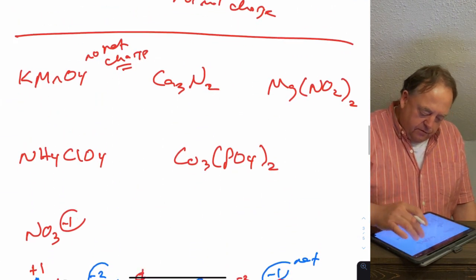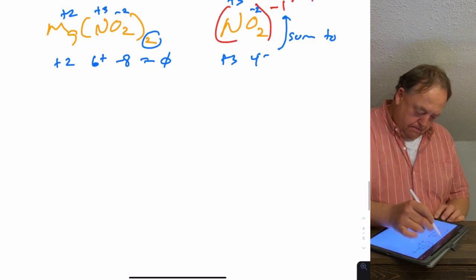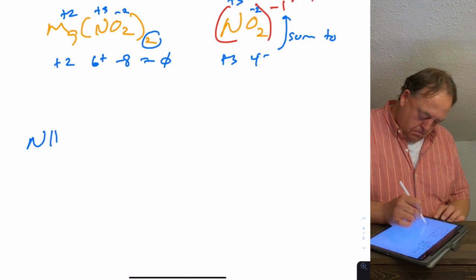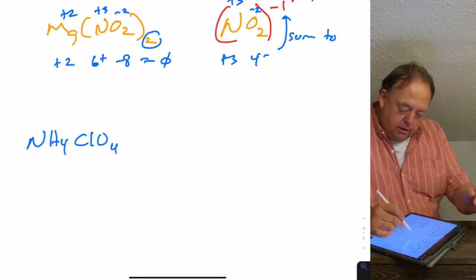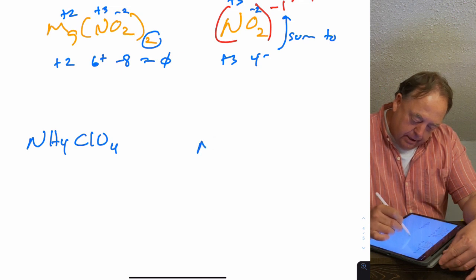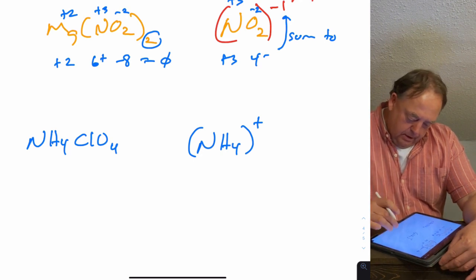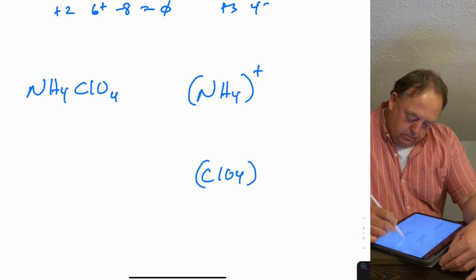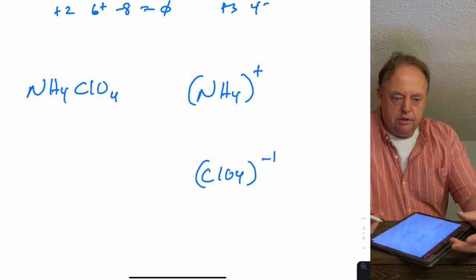Okay, so for NH4ClO4, so again, these are polyatomic ions. So you have to know that NH4 has a +1 charge. And you have to know that ClO4 has a net -1 charge. Again, if you don't know that, you can't do this part of the chapter.